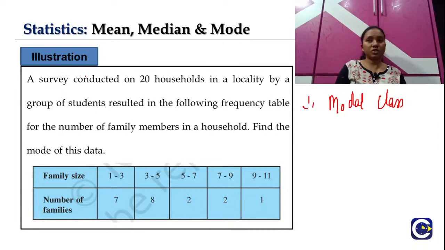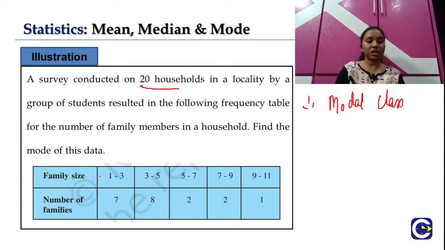So let's read the question here. A survey conducted on 20 households in a locality by a group of students resulted in the following frequency table for the number of family members in a household. Find the mode of the data. So here a survey has been conducted on 20 households in the locality, and they have given the frequency table for the number of family members in the household. Now we have to find the mode of this given data.